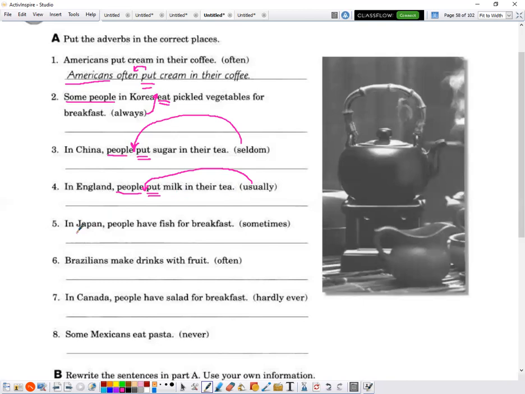So straight away we say before the verb. Just before the verb. Okay, we'll leave number 5 for now. Number 6. Brazilians make drinks with fruit. What's the subject? Brazilians. What's the verb? Make. So what about often?